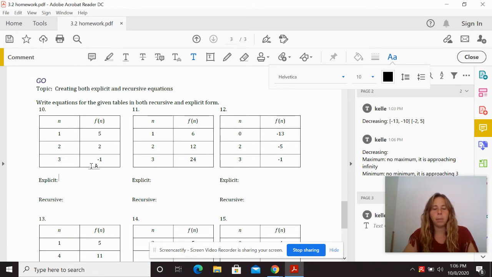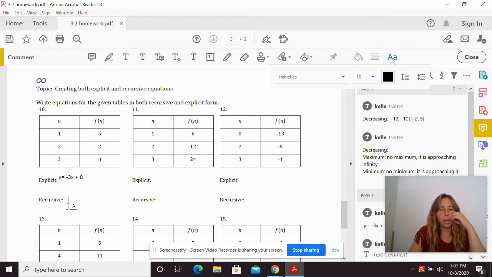So y equals, my slope is negative 3 over 1, which is just negative 3. And then what's my y-intercept? They don't give it to me. I have to figure it out, but this one you can just figure out using the pattern. When n equals 1, f of n is 5. If n is 0, then I would just add 3, so it'd be 8. So you do the pattern backwards. So that would be the explicit equation, and then the recursive equation.